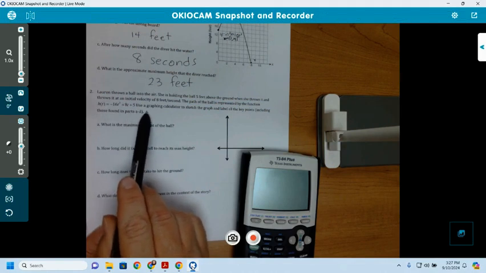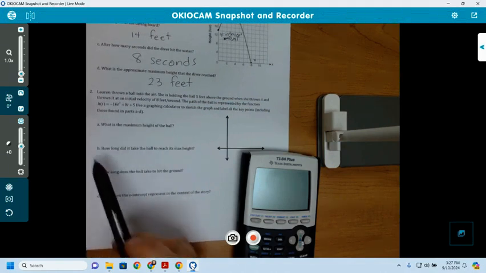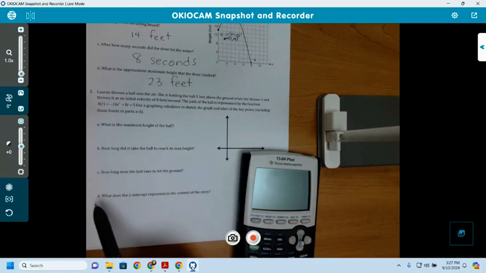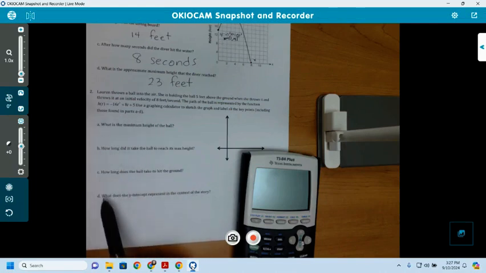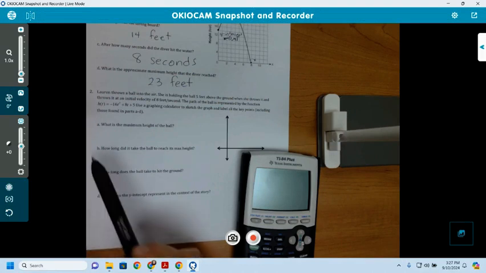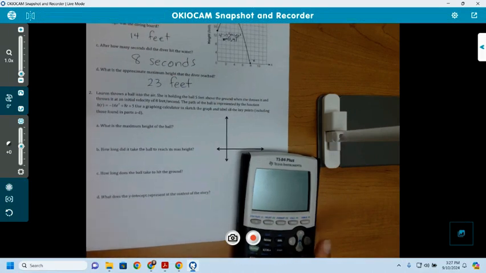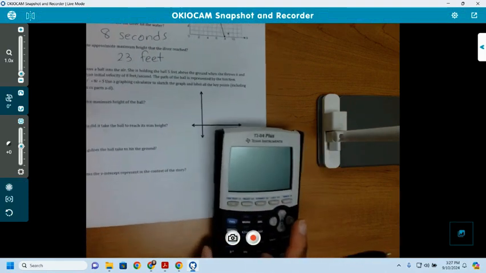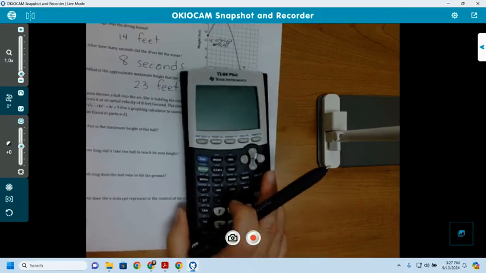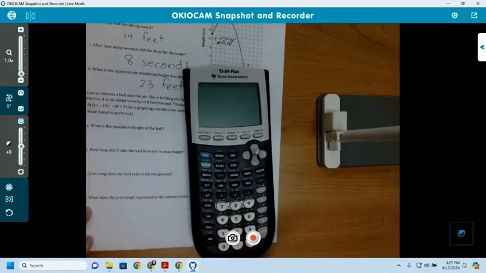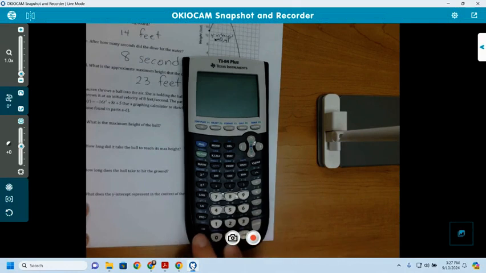Now, your paper may look different than mine. I know your question says A and D, but your paper might be missing C and D. So I will do all of these parts to help you understand it. Okay, so first thing I want to do is graph this equation. So I will turn on my calculator.